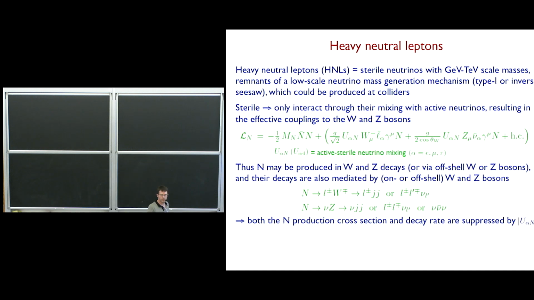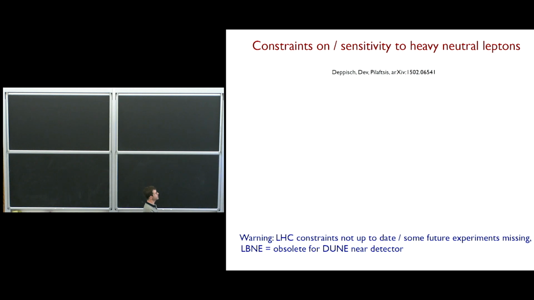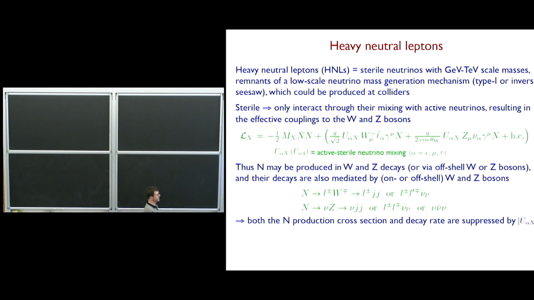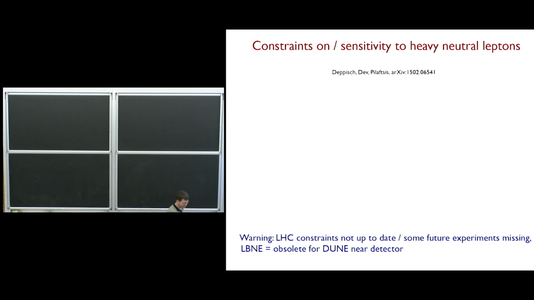So in principle, by doing different experiments searching for these heavy neutral leptons, one can constrain the active-sterile mixing angles as a function of the sterile neutrino mass. Now I think I have a problem on the next slide. It seems that one does not see the plot.